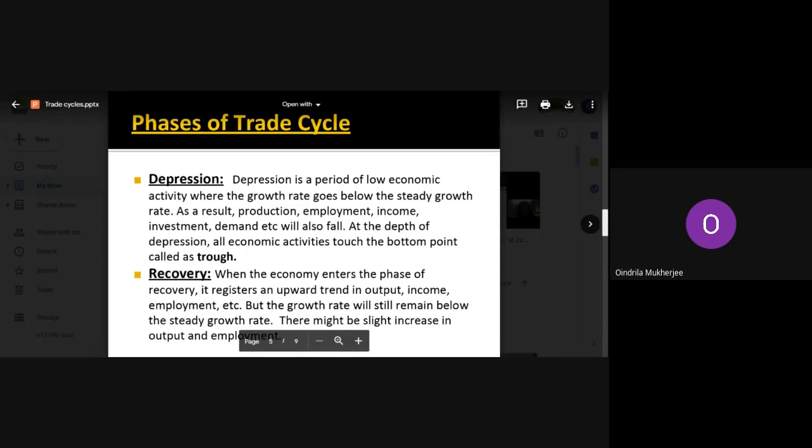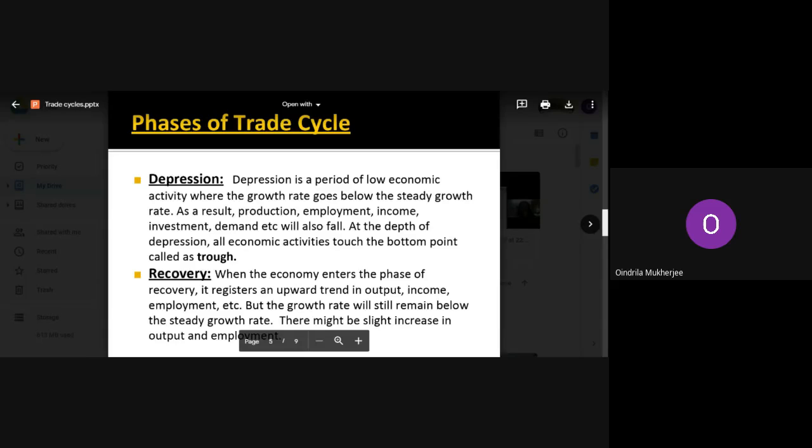You can see in your diagram that it is showing you a wave-like fluctuation. Sometimes the economy reaches the topmost point, then it starts falling, then again it starts rising, then again it falls. So such kind of fluctuations keep on happening. So depression is the poorest phase. It is the worst one.